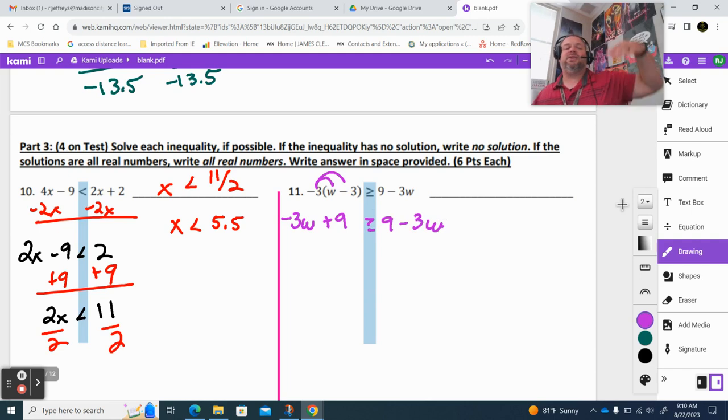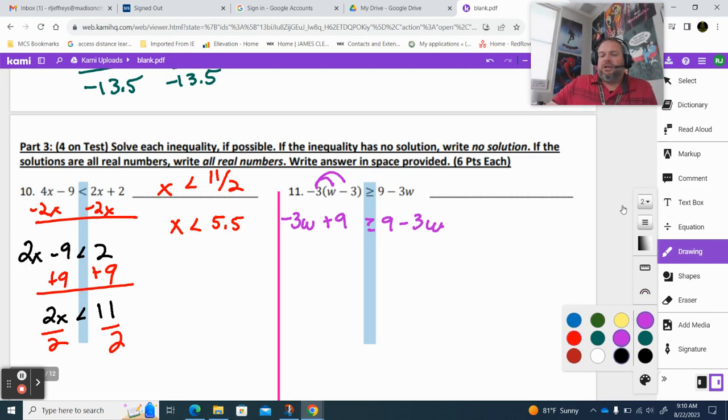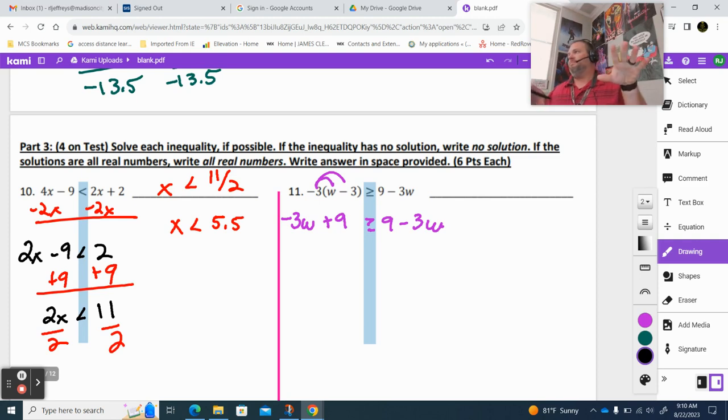All right. So on number 11, by the way, on number 10, you saw I left it either as an improper fraction or a decimal, either or. I distributed like I should. -3 times W, -3W, -3 times -3, got the +9, all this over here. All right. So I did my first step. I don't have to combine like terms. Let's move the variables to the left.